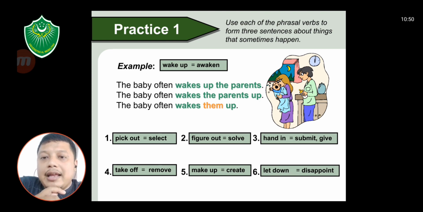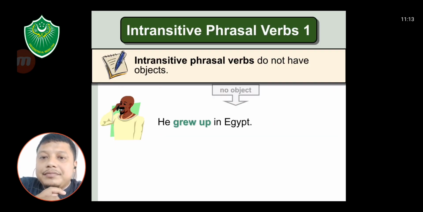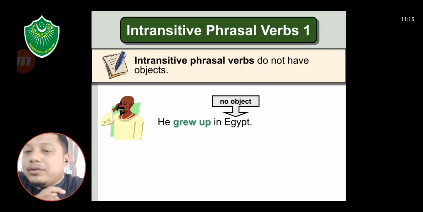Pick out, it means select. Figure out, it means to solve or to understand. Hand in, it means to give or submit. Take off can mean to remove, or also to depart from one place to another place. Make up, it means to create. And also let down, it's to disappoint someone, right? Okay, after you do that, we continue to intransitive phrasal verbs.